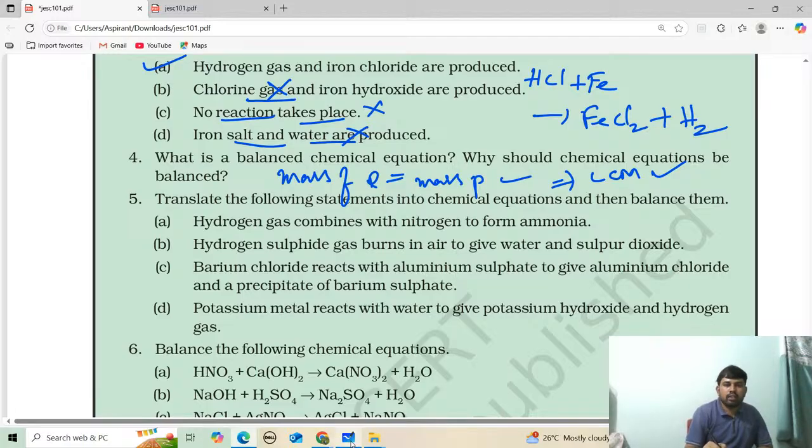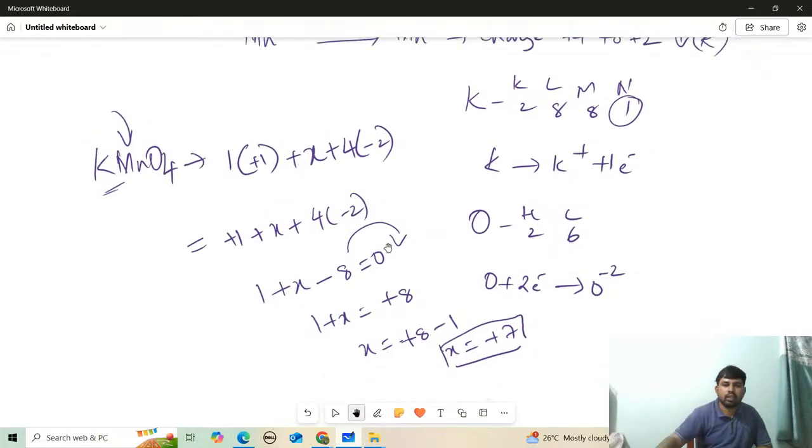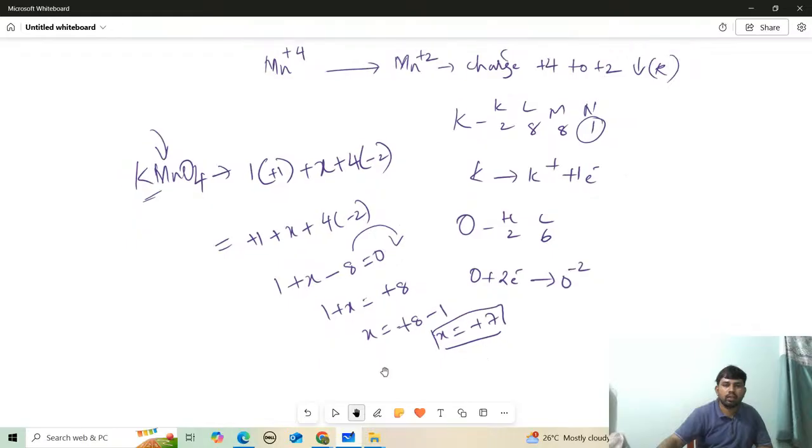Translate the following: hydrogen gas combined with nitrogen gas forms ammonia. So they are saying that hydrogen gas combined with nitrogen gas. Hydrogen gas is H2, combined with N2, it forms NH3. Okay, this is the formula of ammonia.